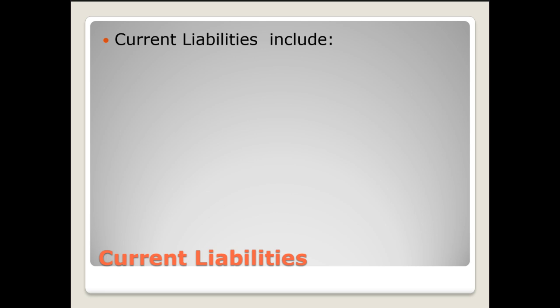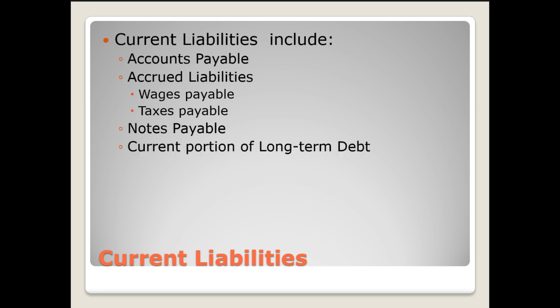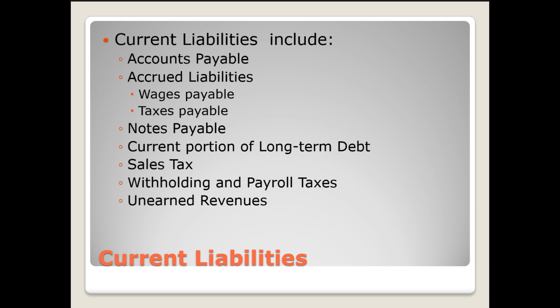Now, current liabilities may include things like accounts payable, various accrued liabilities, things like wages that are payable at the end of a period but have not yet actually been paid, taxes that are payable. Current liabilities may also include notes payable, the current portion of long-term debt, sales taxes, withholding and payroll taxes, and unearned revenues. Let's first look at accounts payable.